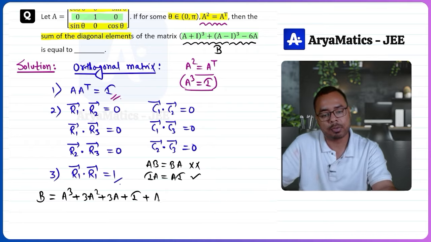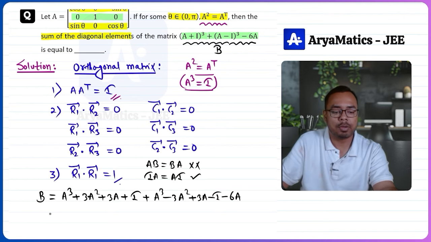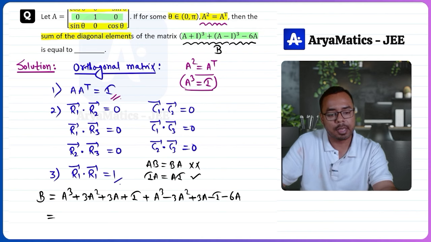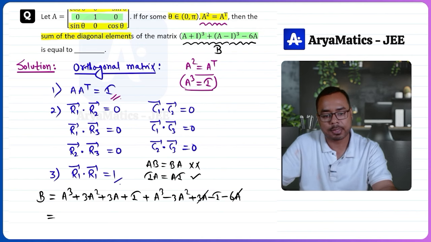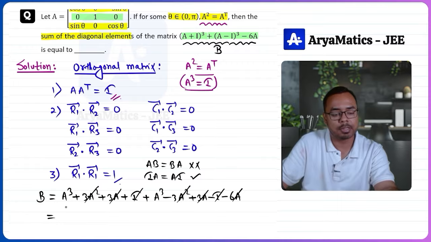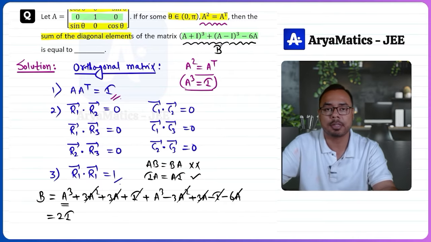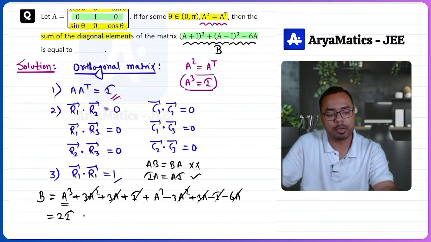Similarly, A minus I cube will be A cube minus 3A square plus 3A minus I, minus 6A. And now you can see that 3A plus another 3A minus 6A, these will cancel. 3A square minus 3A square will cancel. I and minus I, these two will cancel. So basically matrix B is twice of A cube, and A cube was the same as I. That means after simplification, this matrix B is nothing but 2 into I.